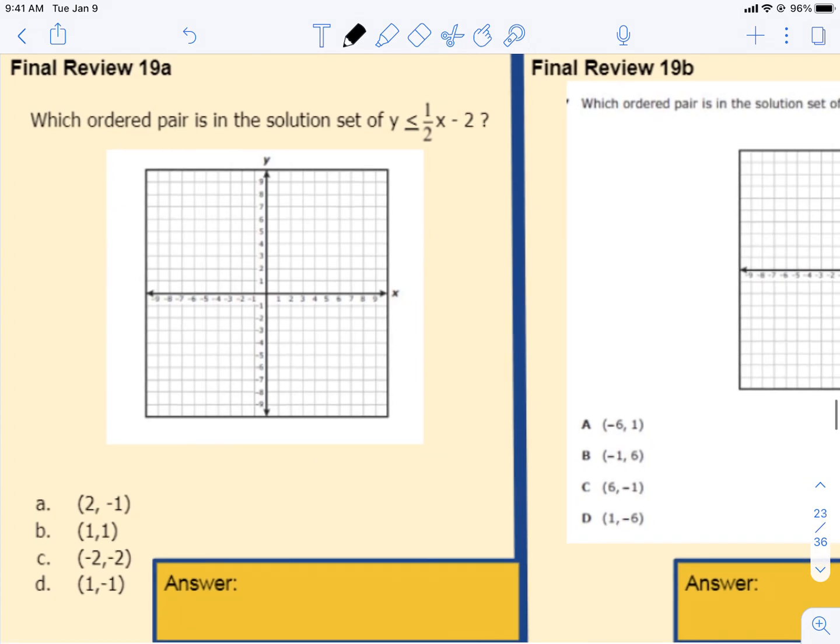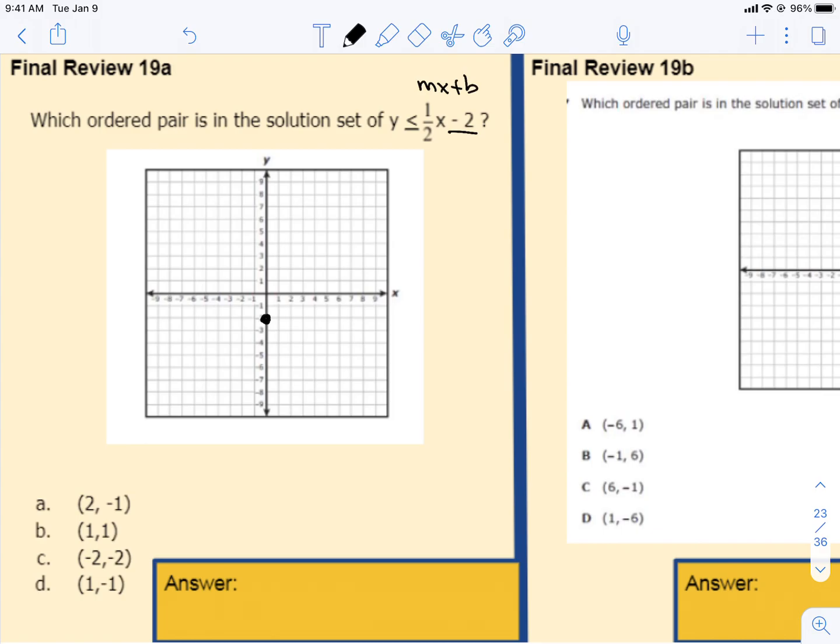Looking at 19a, it says which ordered pair is a solution set of y is less than or equal to 1/2 x minus 2. So again, what this is asking us is which one of these points will fall in the shaded area. To find that, I'm going to show you how we can do it by graphing. So we're going to graph this. This is in the form of mx plus b, where b is my starting amount or my starting point.